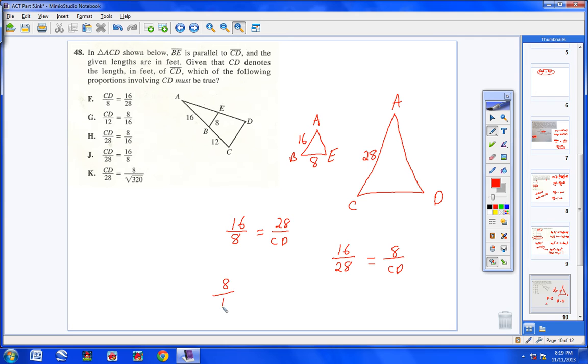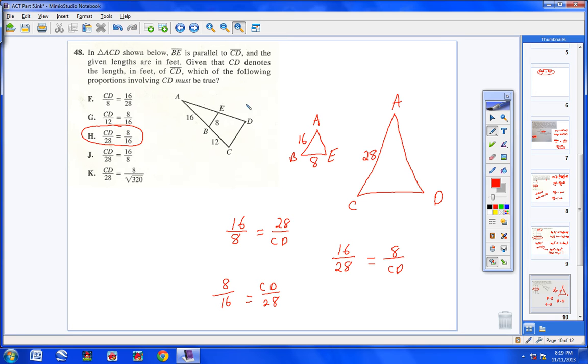Maybe they said 8 over 16 equals CD over 28. That would be the same thing. You can flip this side as long as you flip this side. Let's see if that works. And there it is right here. 8 over 16 equals, no, that's not it. Sorry about that. 8 over 16 equals CD over 28 right there.